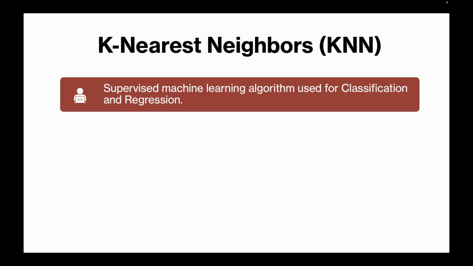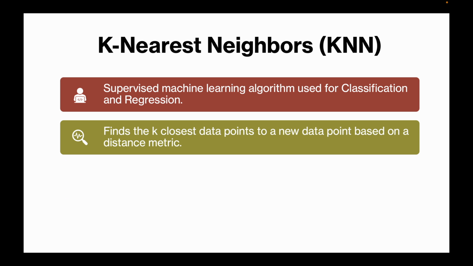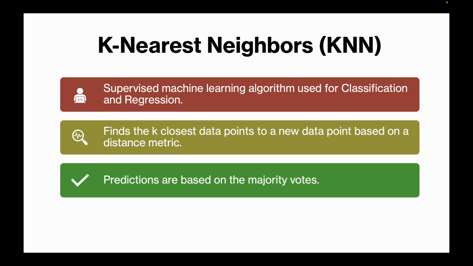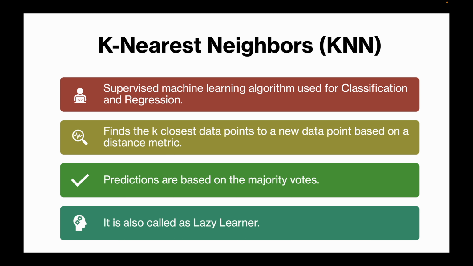So what is k-nearest neighbor or KNN? KNN is a supervised machine learning algorithm used for classification and regression. It works by finding the k closest data points to a new data point based on a distance metric like Euclidean distance. It then makes predictions based on majority vote for classification or average for regression. It is also called a lazy learner because KNN does not build a model during the training process, it just stores the data and makes predictions when it is required.